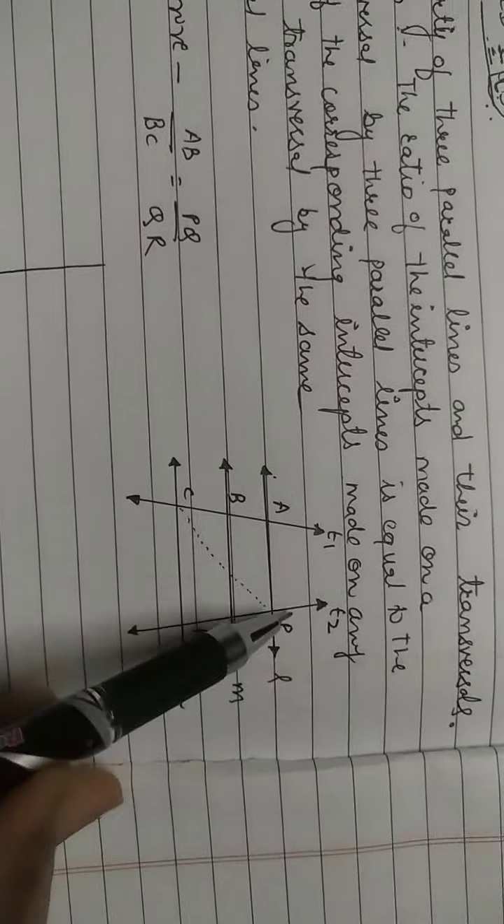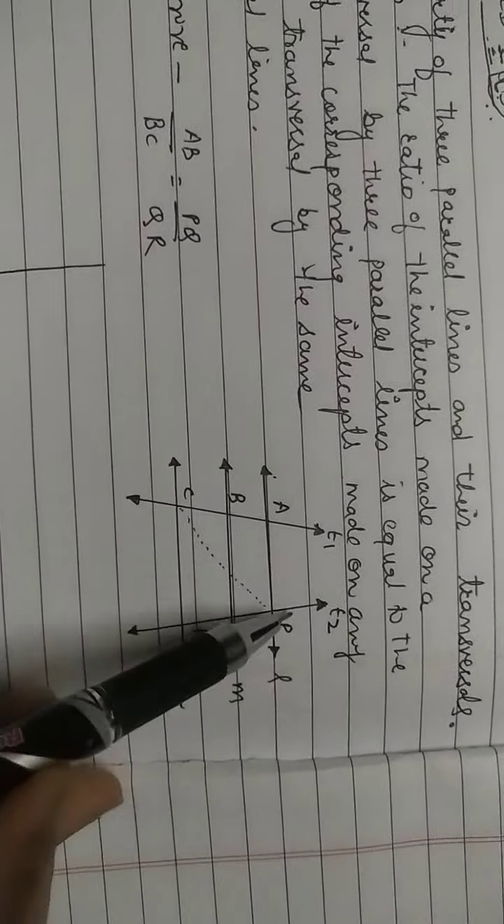Now all of you can see here these three parallel lines L, M and N, and T1 and T2 transversals. Now L, M and N intersect transversals T1 and T2 in six different points. So what we have to prove: AB upon BC, the intercepts made on the first transversal, should be equal to PQ upon QR, the intercepts made on the second transversal. Now what I have done, I have joined CP. Fine. Joining CAP, it forms one triangle CAP.